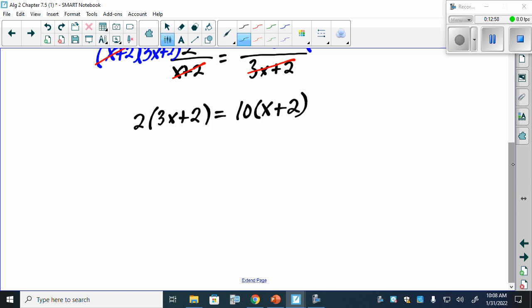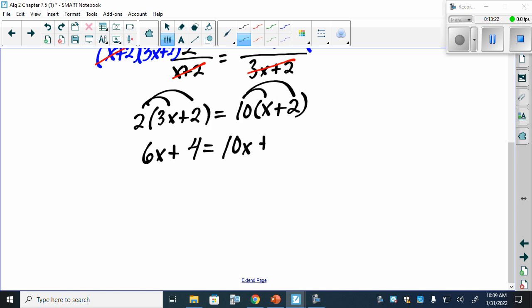Well, now we just need to distribute and solve for the value of x. We didn't find the restrictions, but most likely they're not going to show up. Here, 2 times 3x is going to give us 6x, plus 4 is equal to 10 times x is 10x, plus 20.